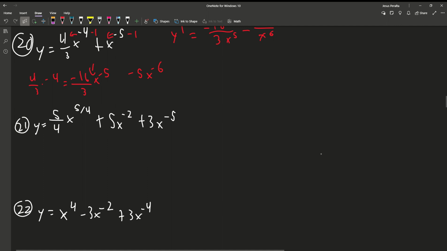21. So we got that. So that's the same thing as saying 5 over 4 times 5 over 4, which is equal to 25 over 16. And then we subtract 1. Now this might get a little confusing.